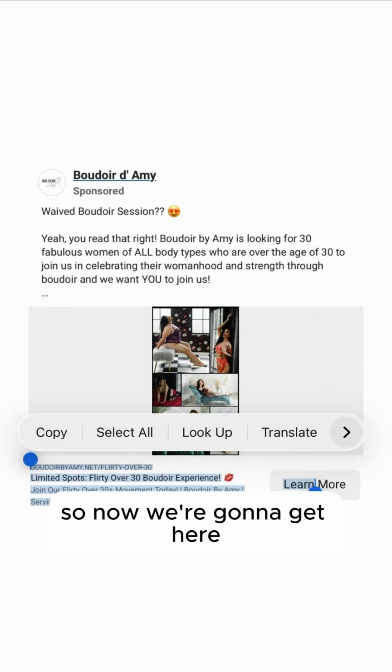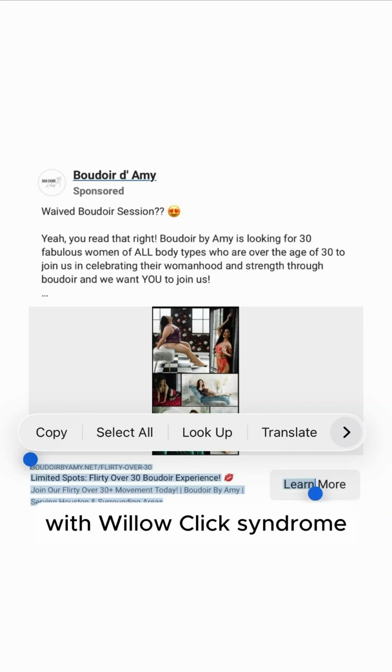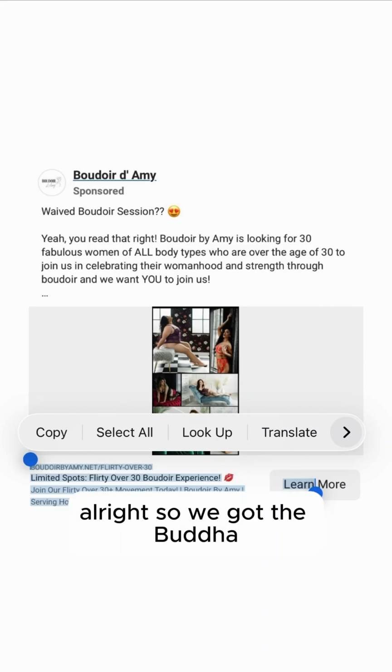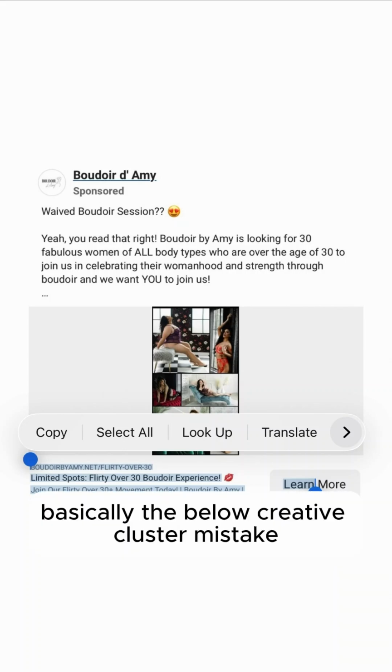So now we're going to diagnose this if we believe it has Boudoir low click syndrome. First thing I'm looking at is, all right, so we got the Boudoir, basically the below creative cluster mistake.